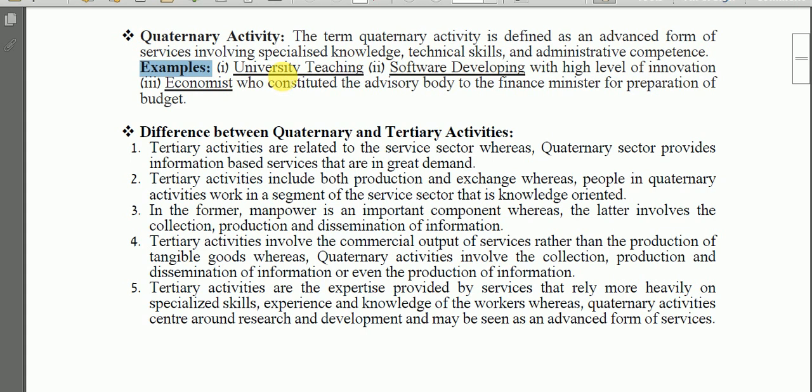So we have some examples of quaternary activities. University teaching, for example. Then software developing with high level of innovation. Economists who constituted the advisory body to the finance minister for preparation of budget. So these are some examples of quaternary activity. Remember, quaternary activities are also referred to as the service sector, but with a higher order function.